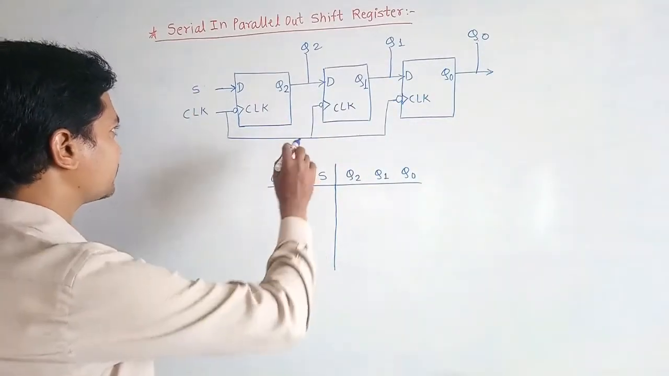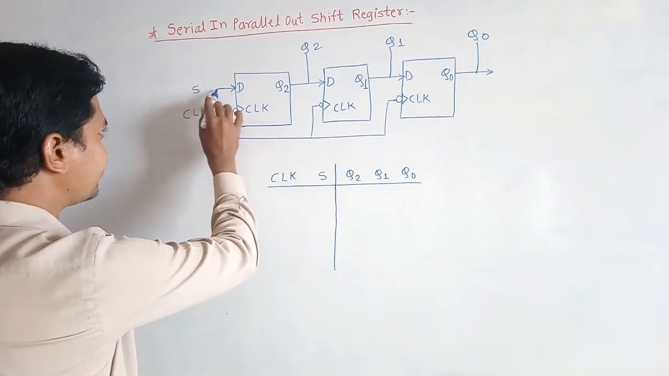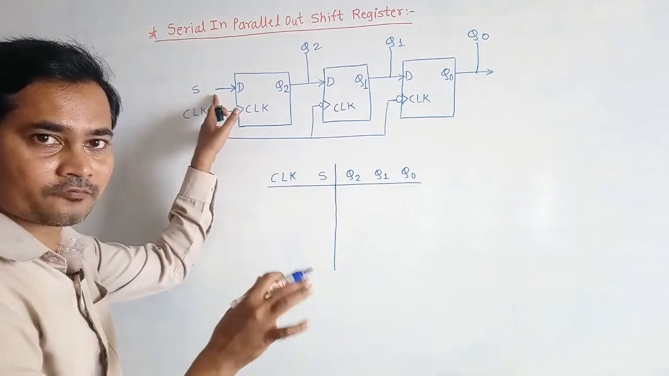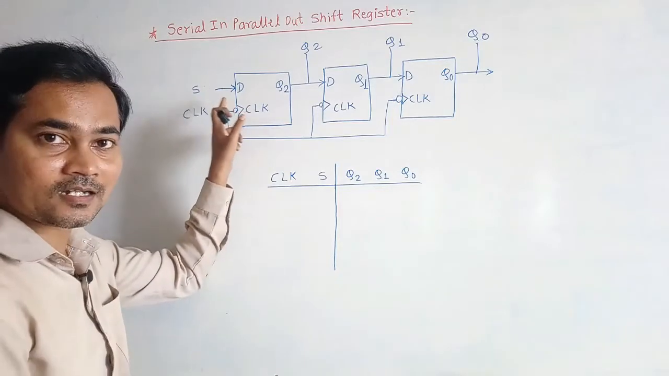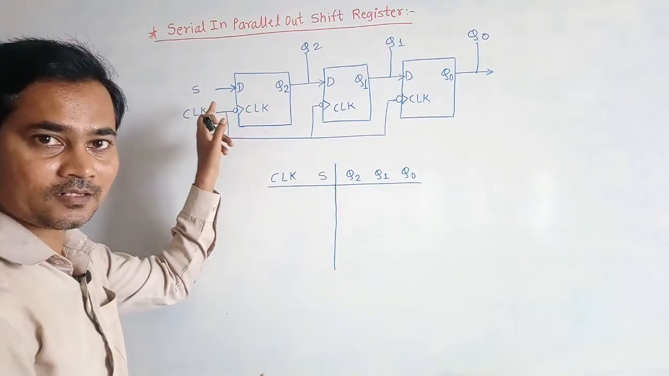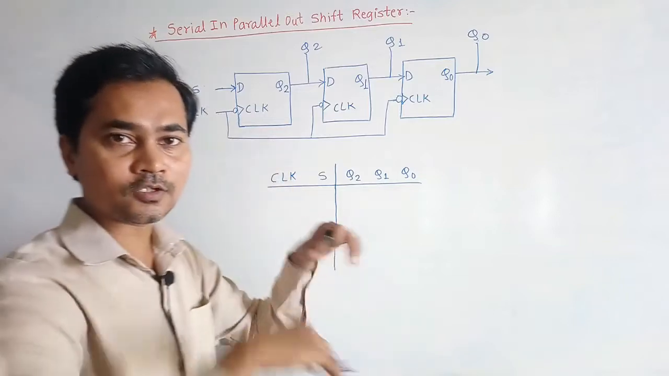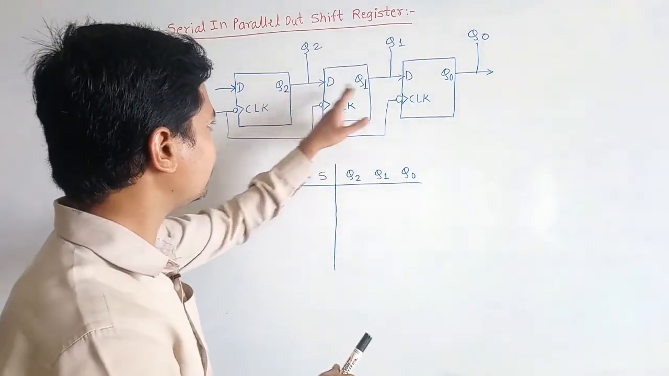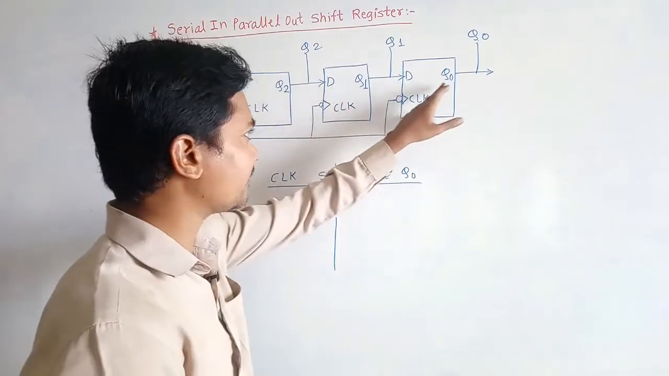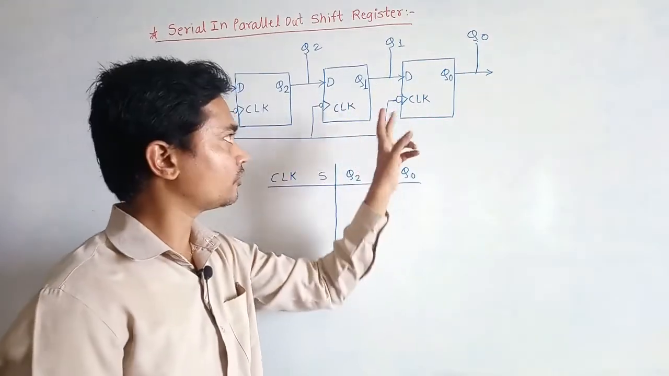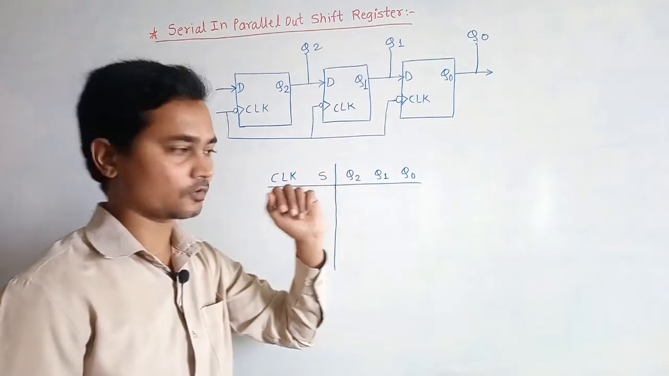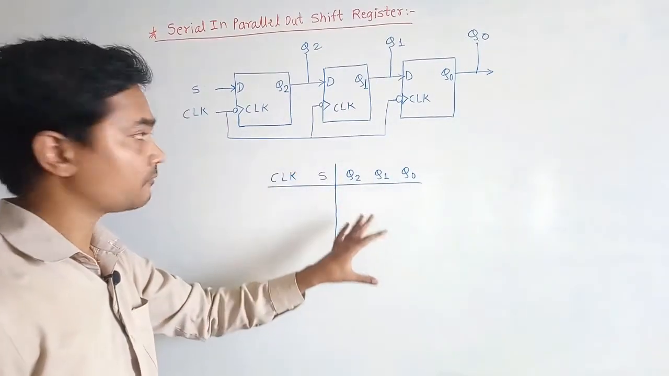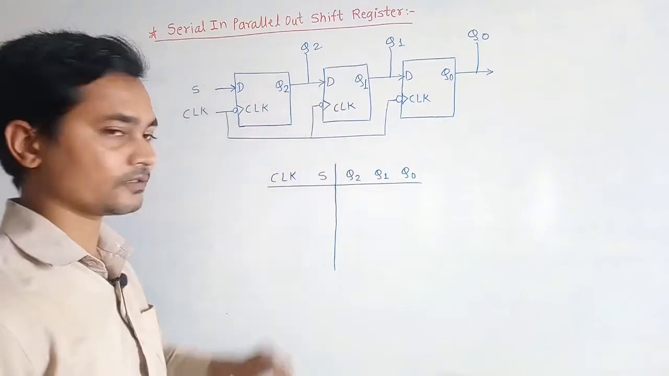The first S indicates the serial in data. Here we are going to apply the data in serial fashion, and the data will be taken out in parallel fashion at the outputs of this Q2, Q1 and Q0, the outputs of the D flip-flops. Here we will draw this truth table for the working of this shift register.